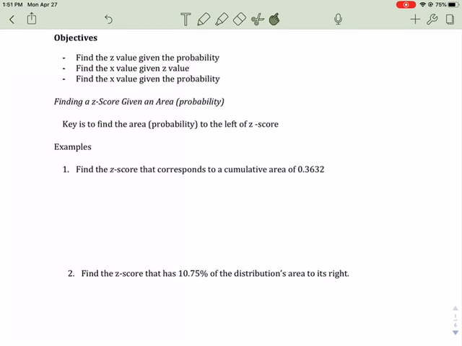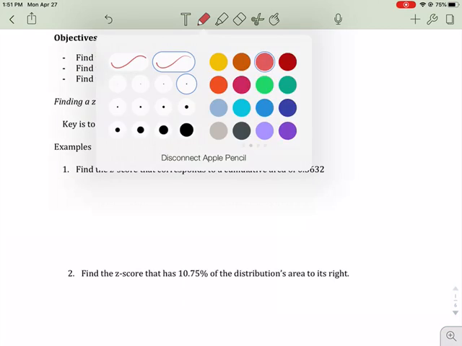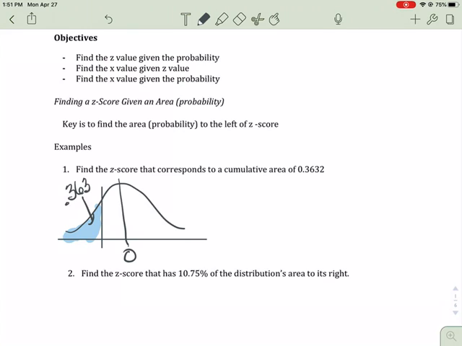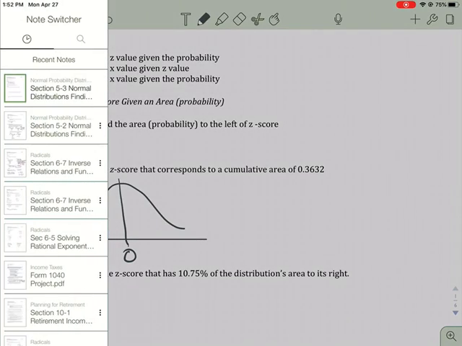We want to find the z-score that corresponds to the cumulative area of 0.3632. So we're going to draw our picture. Okay, so here's my normal curve. Remember, 0 is in the center, and 0 is half, so 0.5 is to the left and to the right. So 0.3632 would be to the left of that, and that is going to be the shaded region. Okay, so we're interested in what z-score corresponds to that.